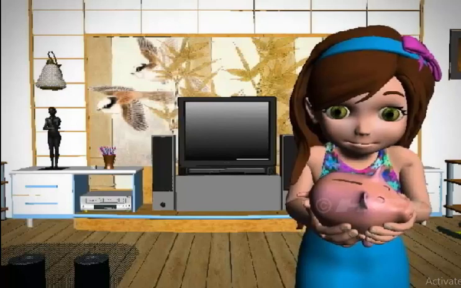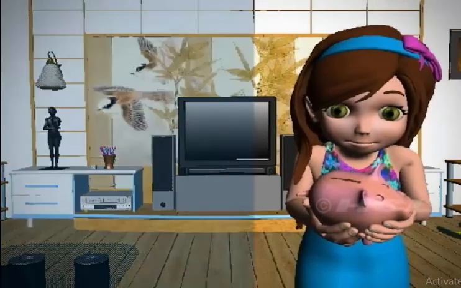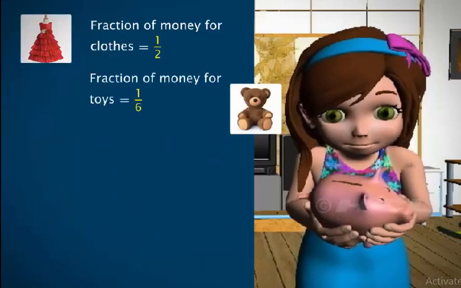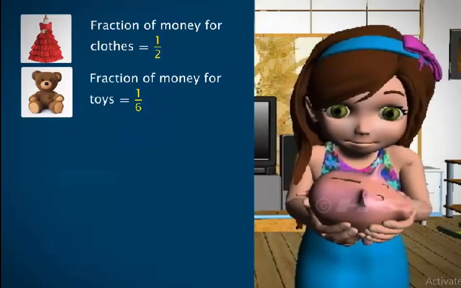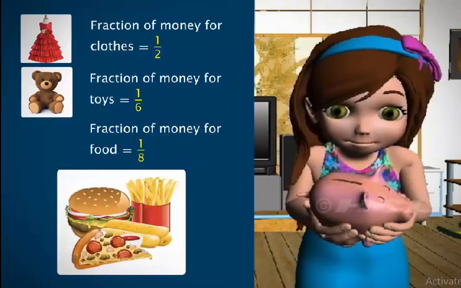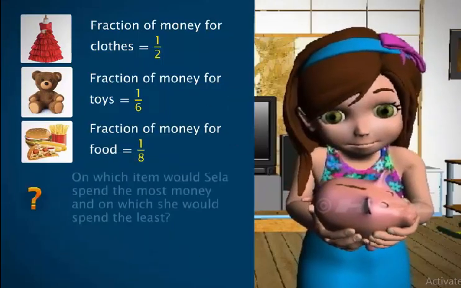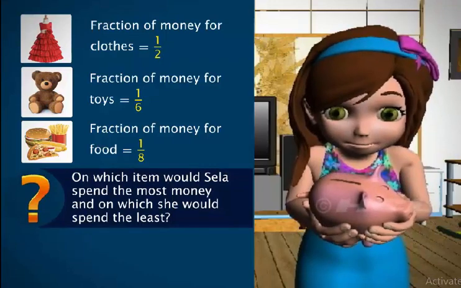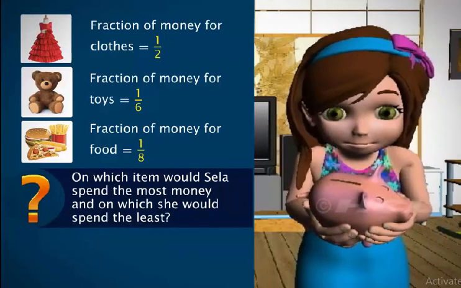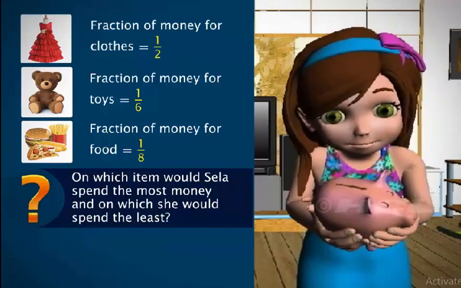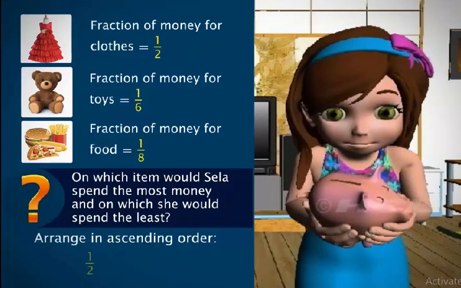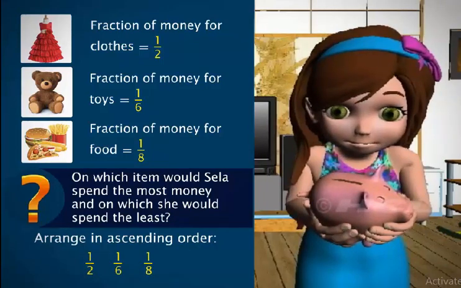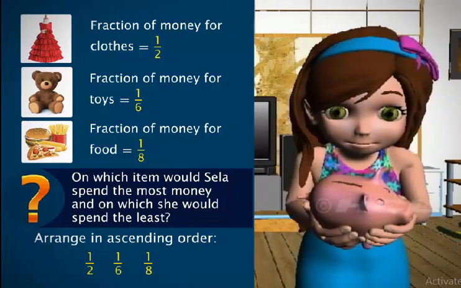Sela has just opened her money bank. She wants to spend 1/2 of her money on clothes, 1/6 of her money on toys, and 1/8 of her money on food. On which item would Sela spend the most money and on which would she spend the least? To find the answer, let's arrange the fractions 1/2, 1/6 and 1/8 in the ascending or descending order.